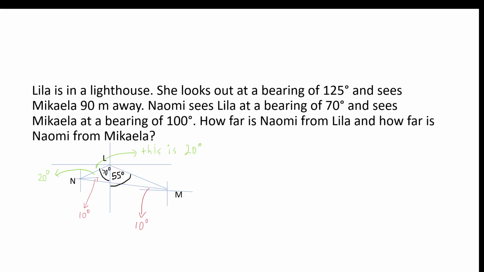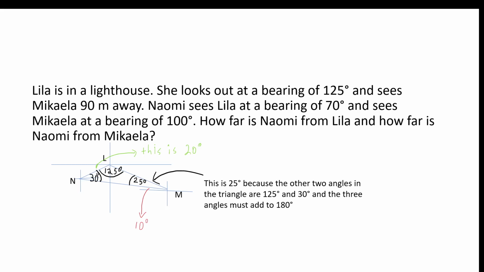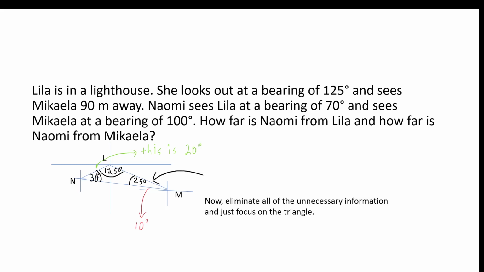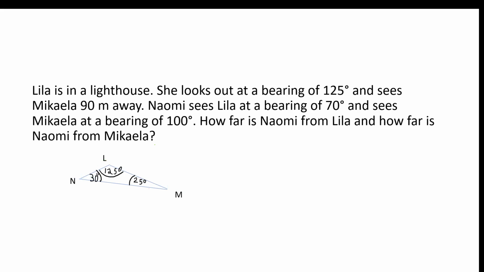Alrighty, and so what we're able to say is that there is about a 125-degree angle there in triangle LMN, and we have a 30-degree angle there. Since there's a 125-degree angle and a 30-degree angle, there must be a 25-degree angle down there. So we can eliminate all the unnecessary information and just focus on that triangle, and add in the known side length that Lila and Michaela are 90 meters apart.